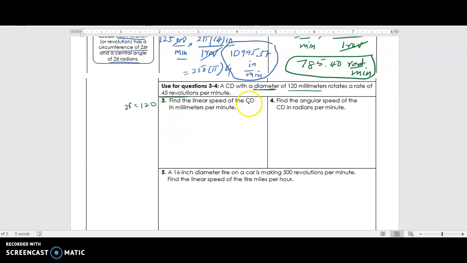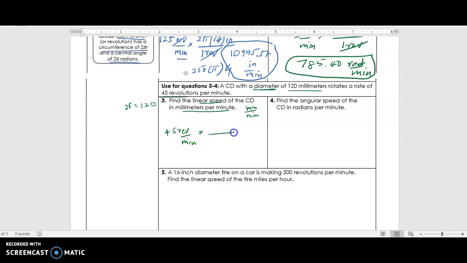So let's start there. Our goal is to get the linear speed in millimeters per minute. So this is the goal. The goal is millimeters per minute. Okay, and we are starting with 45 revolutions per minute. Because per minute it's already done, we don't have to worry about converting minutes into hours or seconds. It's all done deal. But revolutions should be changed.